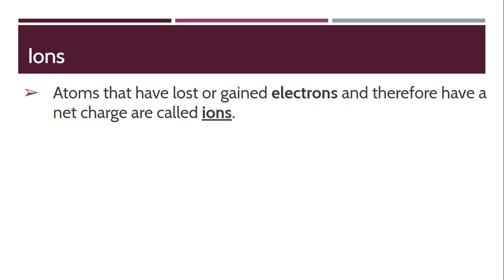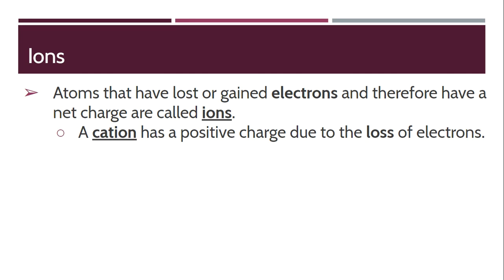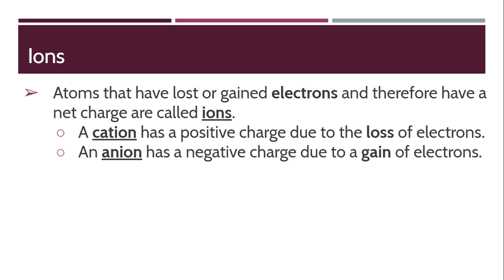When atoms lose or gain electrons, they're called ions. And when they lose or gain electrons, they're going to have a net charge. They're not in balance anymore. There are 2 types of ions: a cation, which has a positive charge because it has lost electrons. So it has now more protons than electrons. An anion has a negative charge due to a gain of electrons. It now has more electrons than protons and has a negative charge.